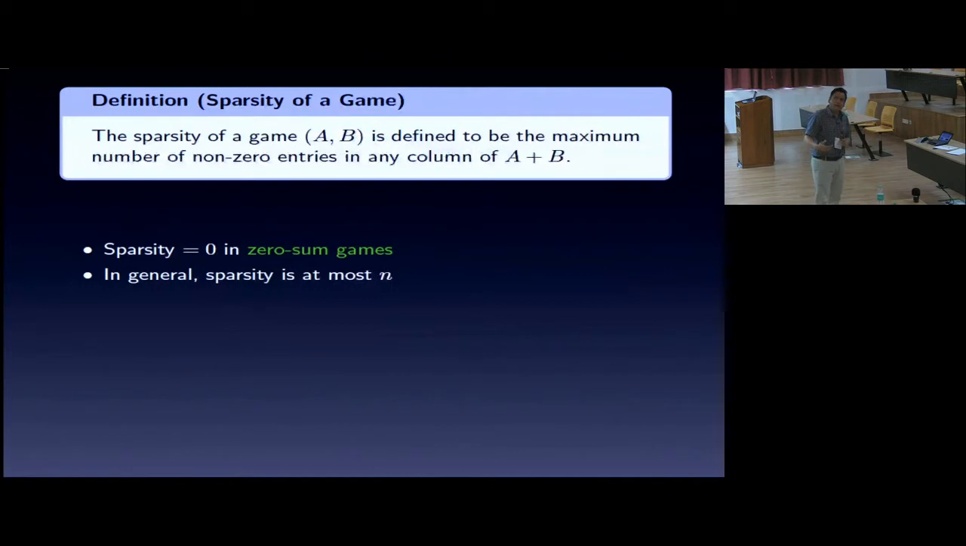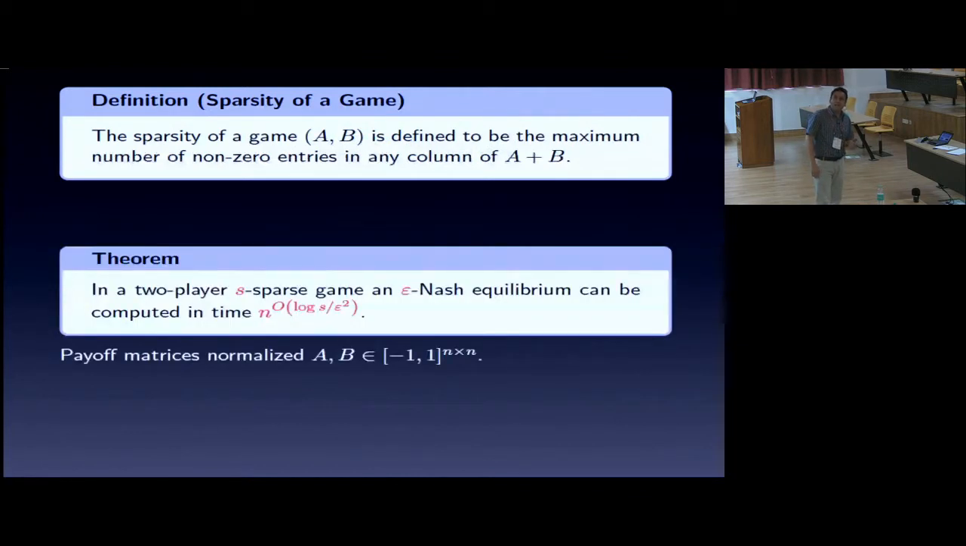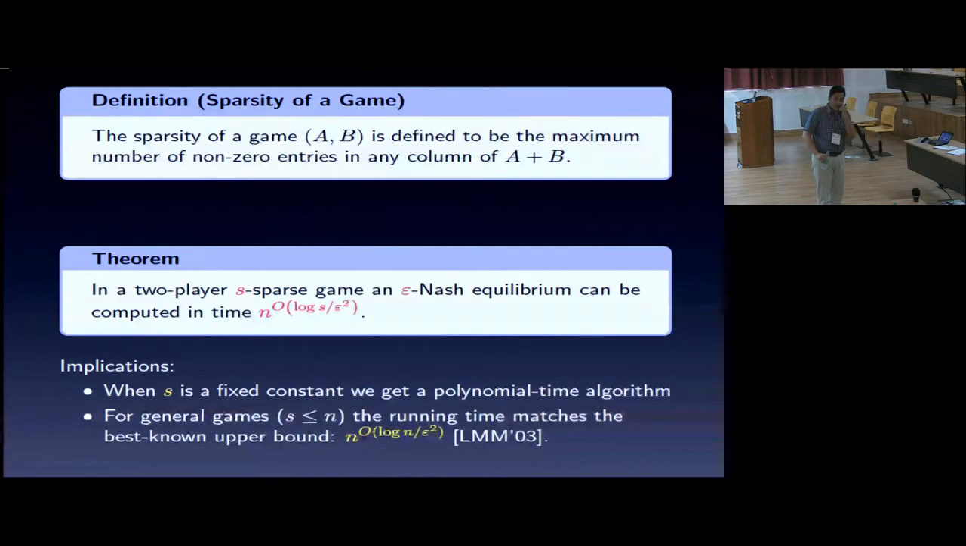And the result that follows from approximate Caratheodory is that if you have a two-player game which is S-sparse, then you can in fact find an epsilon Nash, an approximate Nash, in time n to the log S. That sparsity goes up in the exponent with a log. So that's the result for general S-sparse games. And as standard, since I'm dealing with additive approximations, the payoffs are normalized between -1 and 1. Let me mention the relevant implications: when S is a fixed constant, a small number, then you are close to a zero-sum game.